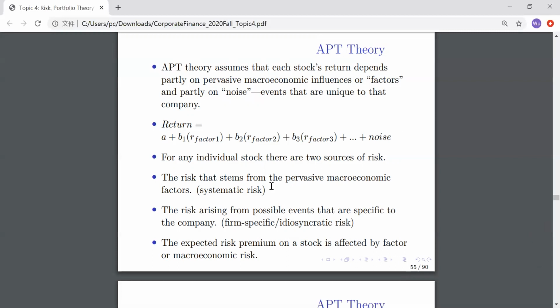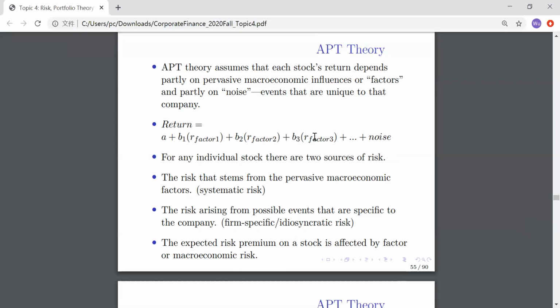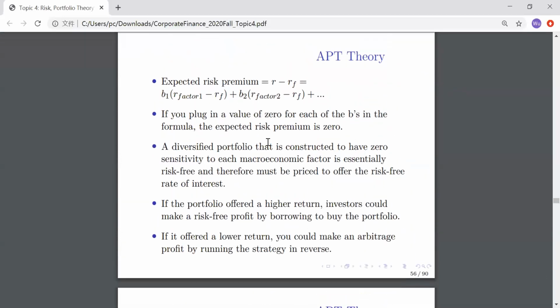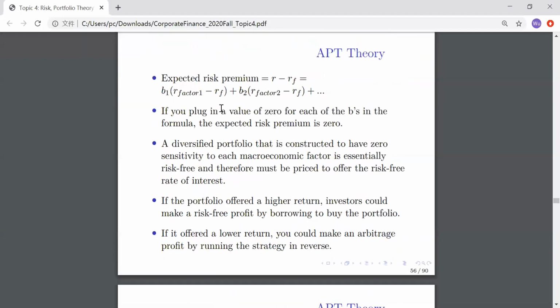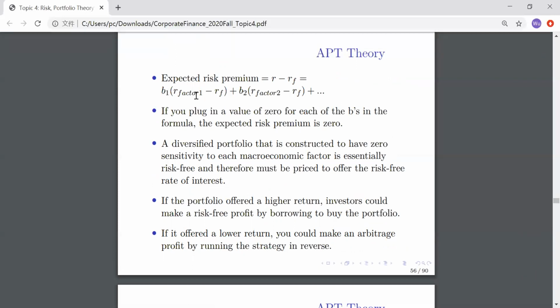Basically, this goes back to our diversification idea, right? For any stock, there are two kinds of risk. One is systematic risk, the other is firm-specific risk. Right? So again, the expected risk premium could be explained by different factors of macroeconomic risk. Another way to think about this is that it's just an extension of the CAPM model. Rearranging this model, we have expected risk premium equals the linear combination of the different factor risk premiums.